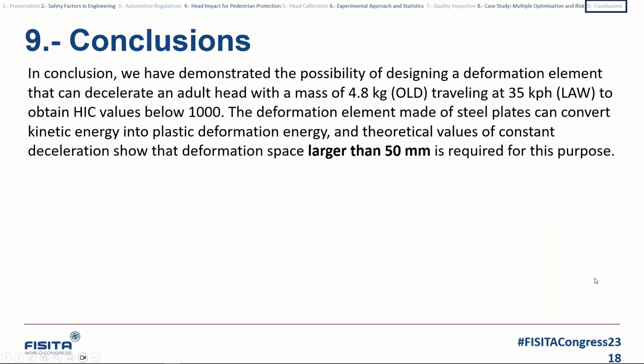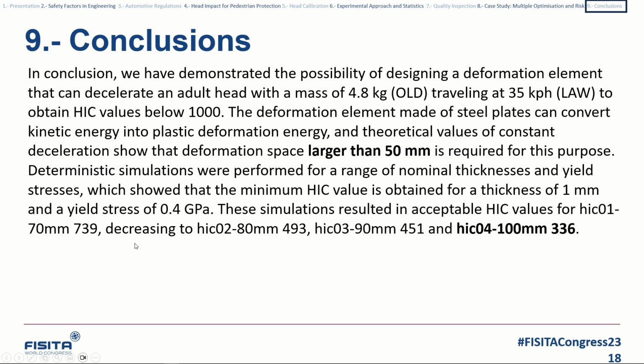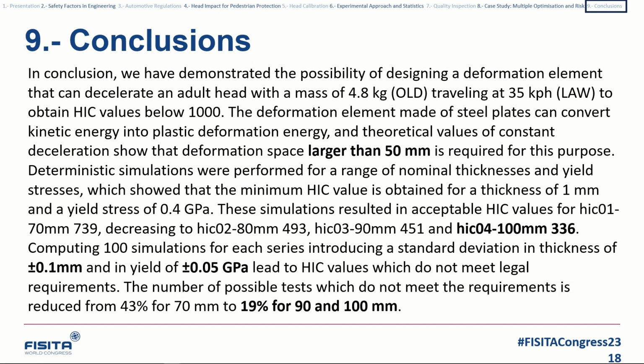Reducing the tolerances. So, in conclusion, we have demonstrated the possibility of designing a deformation element that can decelerate an adult head of mass 4.8 kilos traveling at 35 kilometers per hour, which is the law, okay, to obtain HIC below 1000, okay, even below 800. We need for this more than 50 millimeters. We can do deterministic simulations, finding that for 70 millimeters we can obtain a value of 739, which is green, and reducing that when we use 100 millimeters to 336. But we think we need to do the statistics for these 100 simulations, considering deviations in thickness and in yield stress, having 43% of points that do not meet requirements for 70 millimeters and 19% for 90 and 100 millimeters.